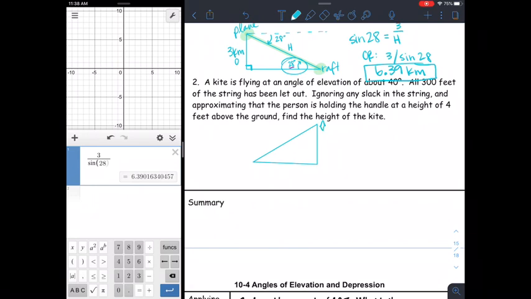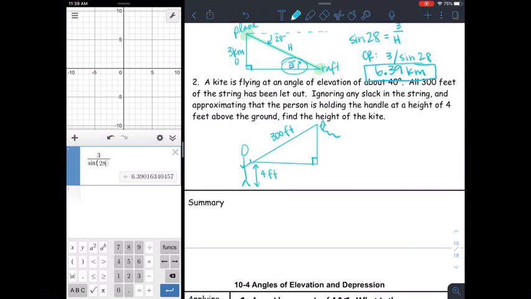So here is my kite here, and my string is 300 feet. Here's my right triangle. The only thing here is that now we've got this person standing here, at a height of 4 feet is where he's starting to hold the string.